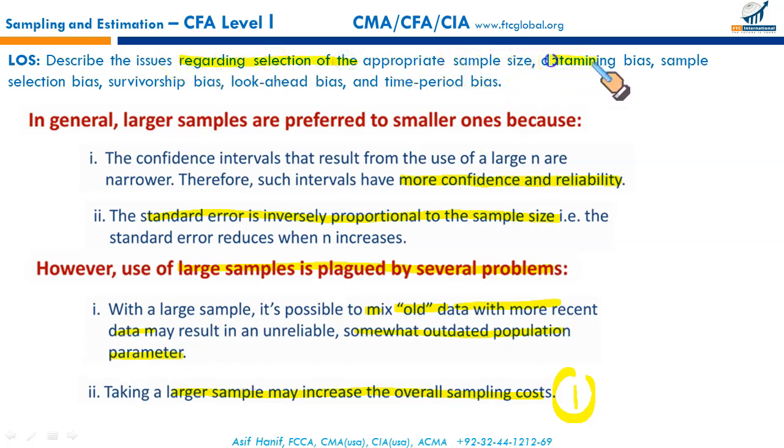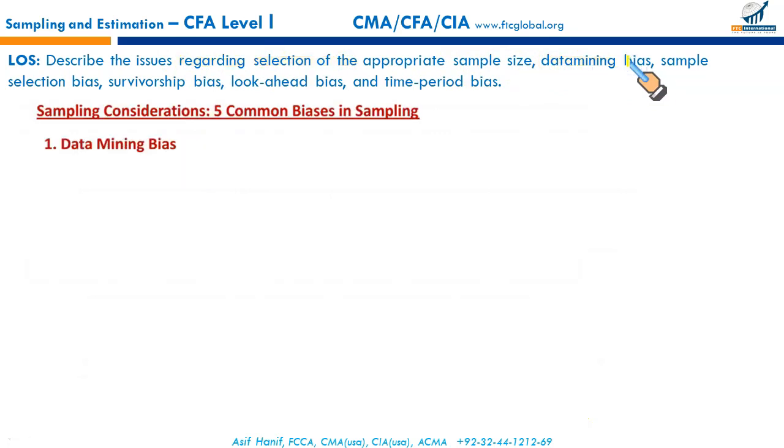Then we have data mining bias. What is data mining? The data mining idea originated in a chain of stores in the US. I hope you have heard the name Walmart. That's where data mining was originally developed. You will discuss data mining somewhat in your fintech reading, finance and technologies combination. So data mining, in simple words, involves analyzing your historical data to develop some correlations, some relationship between variables.